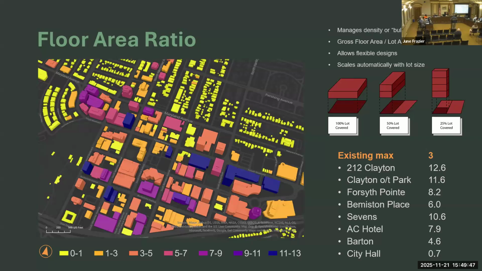And that's the flexibility shown in those red diagrams. All of those have the same floor area ratio. The first one is a 1-story building that covers the entire lot, or you can have a 2-story building on half of the lot, or you could go up to 4 stories on a quarter of the lot, but your floor area ratio is the same in each example. That's where the flexibility really comes in.